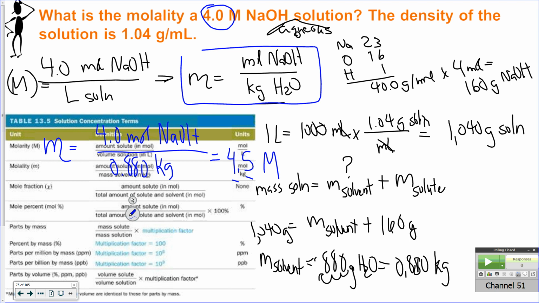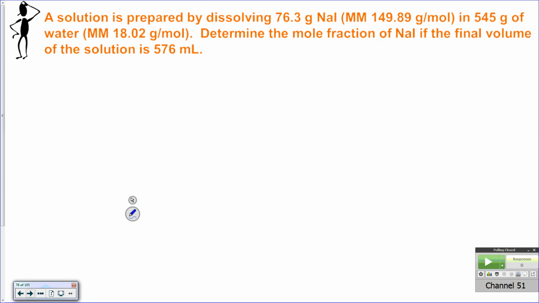Okay, and we'll work some examples of all of those at the end of the chapter. Okay, one more. So we've got a solution that's prepared by taking a certain mass of a solute, sodium iodide. At this time I did put down the molar mass. I put it in a certain mass of water, and I want to know the mole fraction if the final volume of the solution is 517 milliliters. So those are the things that I need to know in the system.